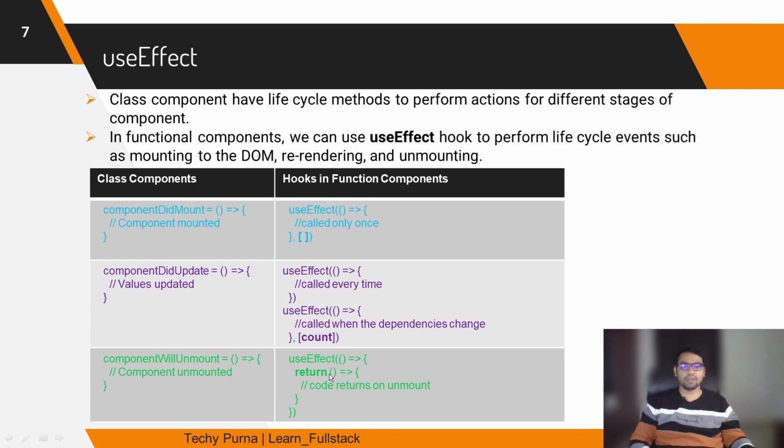In this useEffect example you can see we are just passing a callback function. There is no dependency passed here, but we have an additional return statement, right? This return statement will be called when the component unmounts, so the code returned runs on unmount. This is how we can use useEffect to perform some of the lifecycle methods which we used to get by default in class components.